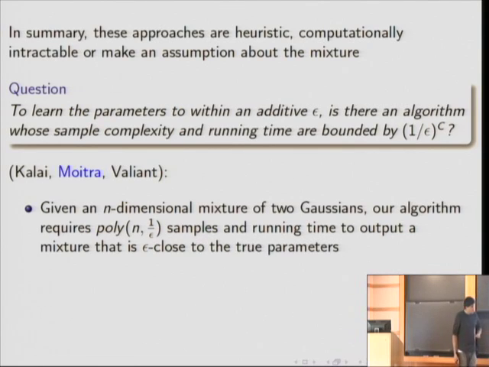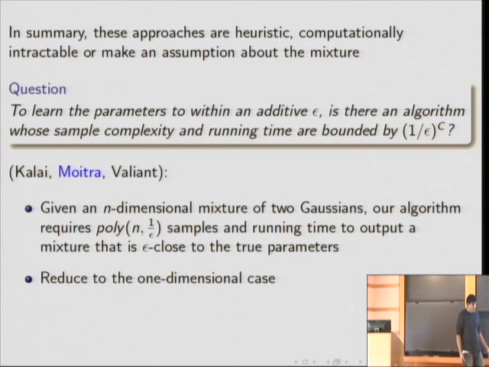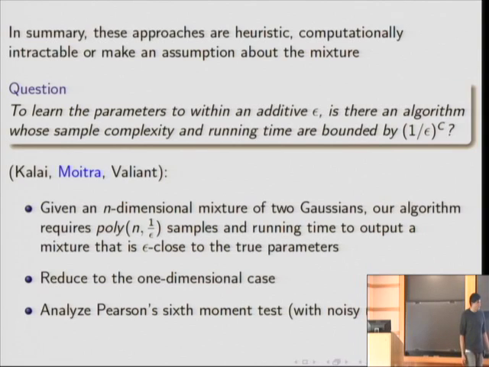So really, the focus of this talk will not be on the high-dimensional problem of learning mixtures of Gaussians. I'll just briefly mention what we do in high dimensions, which is that we put the mixture in isotropic position, and we use random projection to reduce it to a series of one-dimensional learning problems. Instead, what I will focus on is what we do in one dimension. Namely, to get a univariate learning algorithm, we analyze Pearson's sixth moment method, and we show that it does provably work.